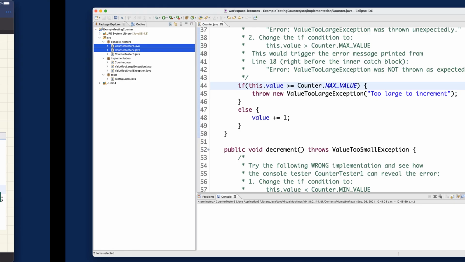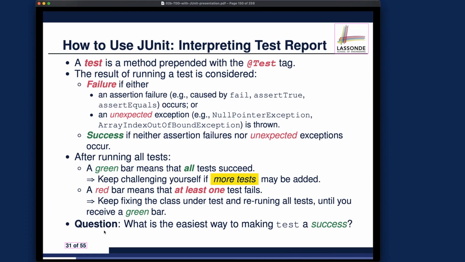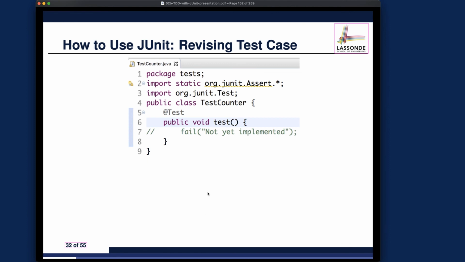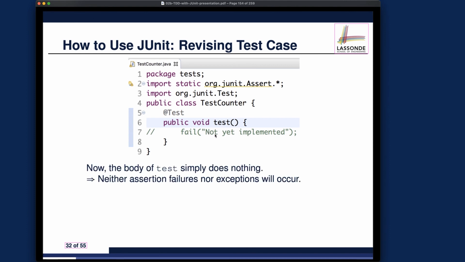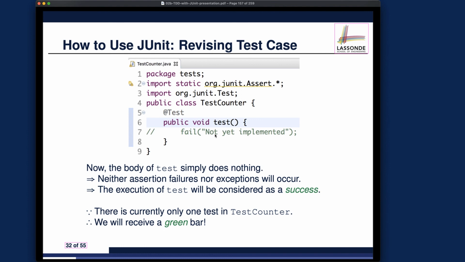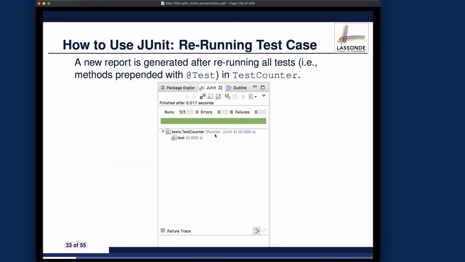Okay, let's now go back over here. The answer: delete the fail. You can either delete the line or just put the two slashes to make it a comment. Once you do that, it simply does nothing, so none of the exceptions or assertion failures will occur, and we get a green bar. That's what you will get.